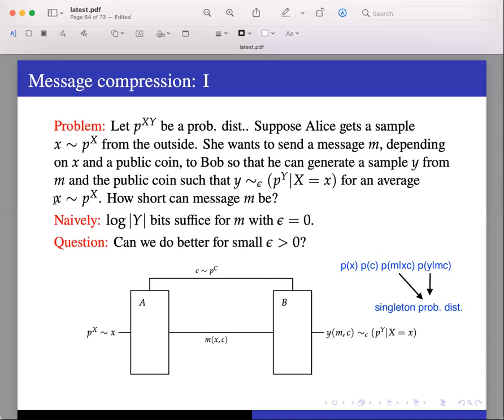It is message compression if you look at this slide. So the naive strategy would have been Alice. For that, Alice doesn't need a public coin. Alice, just by private coins, can generate a sample Y according to this distribution, P of Y given X.